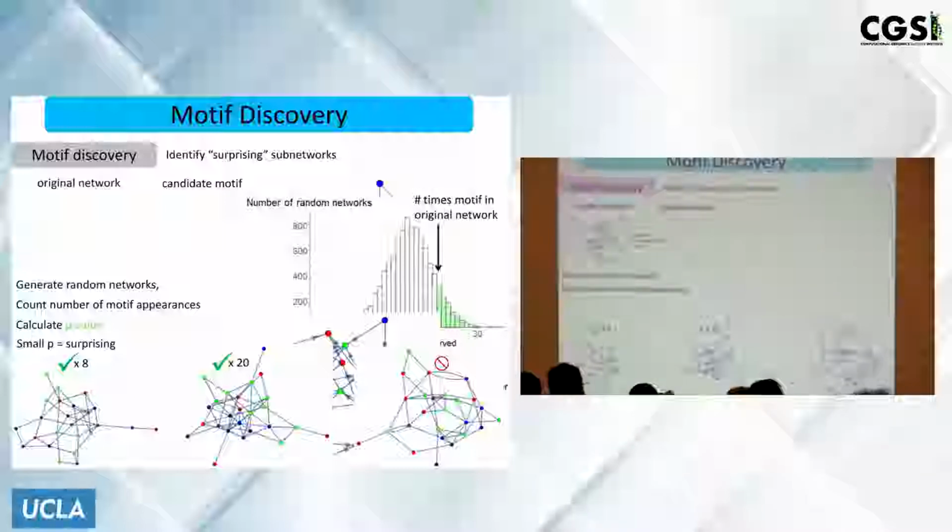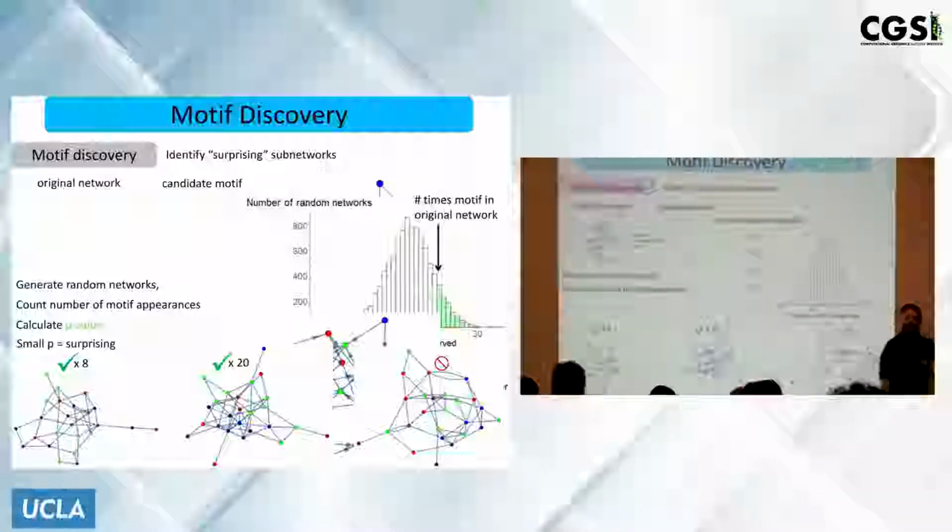What you could then do is generate a histogram that looks like this, where you have the number of times the motif is observed and the number of random networks that we have sampled here. Then you go back to your original biological network, and you ask yourself, how many times did this motif actually show up in this original network? Well, it showed up like 22 times.